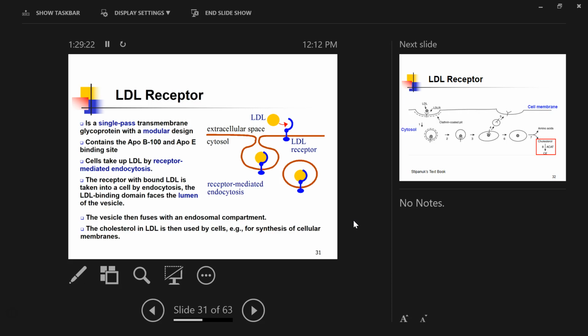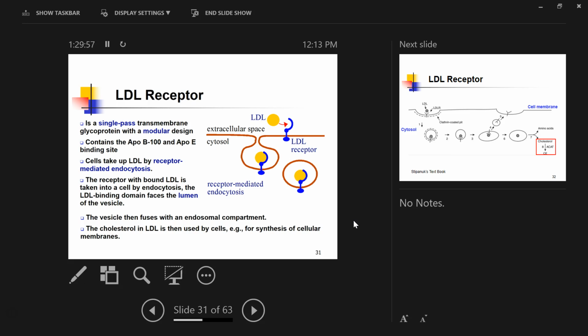Okay, now let's give you more detail about the LDL receptor. How does the LDL receptor work? The LDL receptor is a single transmembrane protein, so it's located on the cell surface. This is the cell surface, and this is the inside, the cytosol. This is the LDL receptor, and this yellow ball represents an LDL.